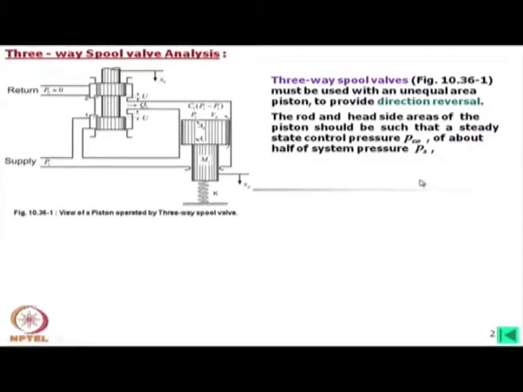Now, the rod and head side areas of the piston should be such that a steady state control pressure PCO is the control pressure of about half of the system pressure PS. Now, this PCO or simply PC, we need half of that for the better control. This means that we can express this control pressure is equal to PS, that is the system pressure, by 2, that is desired.